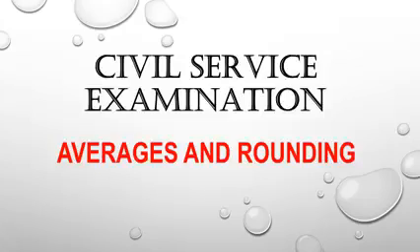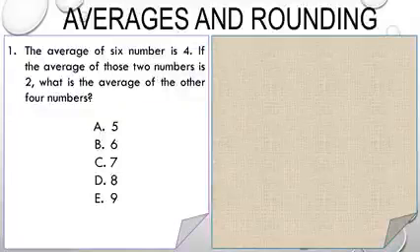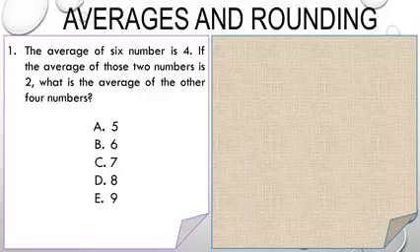Topic natin is averages and rounding. So medyo madali lang to compare sa mga previous nating videos. So number one, the average of 6 numbers is 4. If the average of two of those numbers is 2, what is the average of the other 4 numbers?